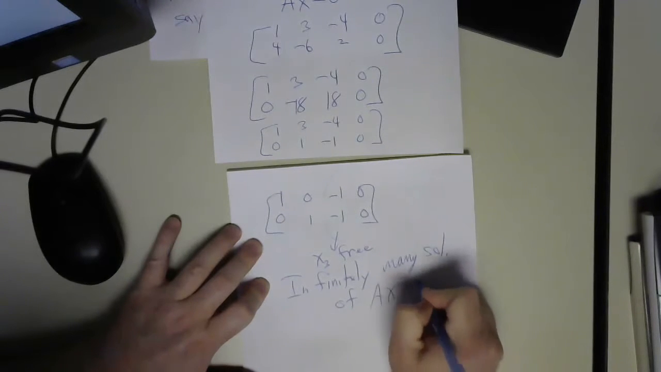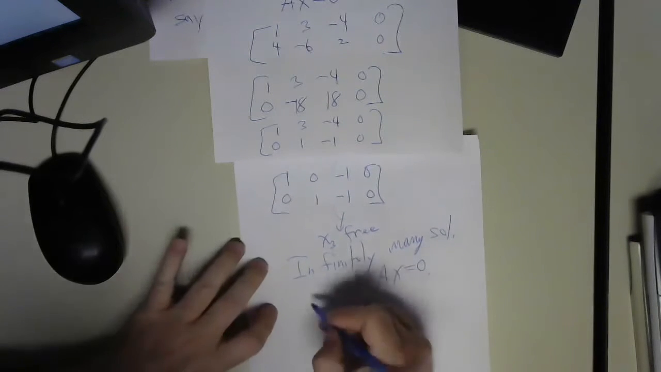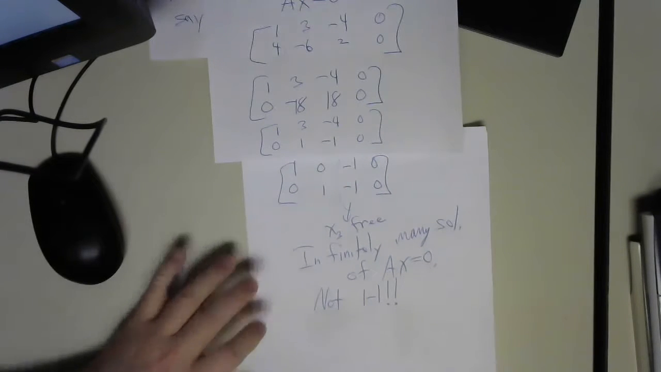Of Ax equals 0. But remember, it's only one-to-one if you only have the trivial solution. So this thing is not one-to-one. That's the answer to part A. All right?